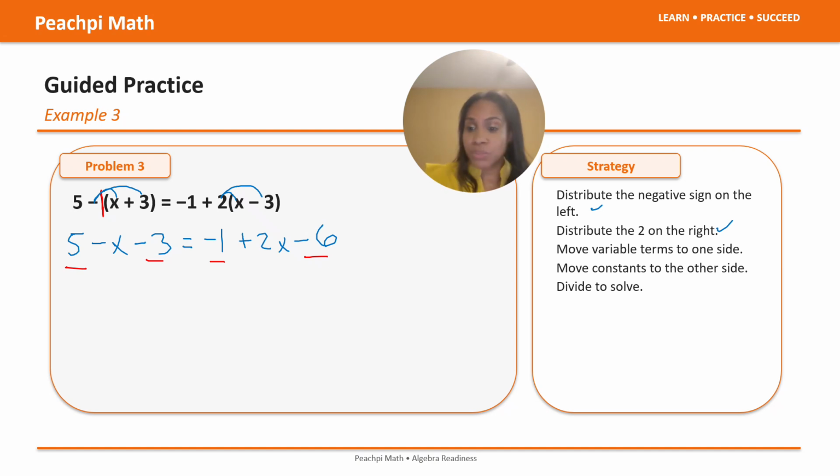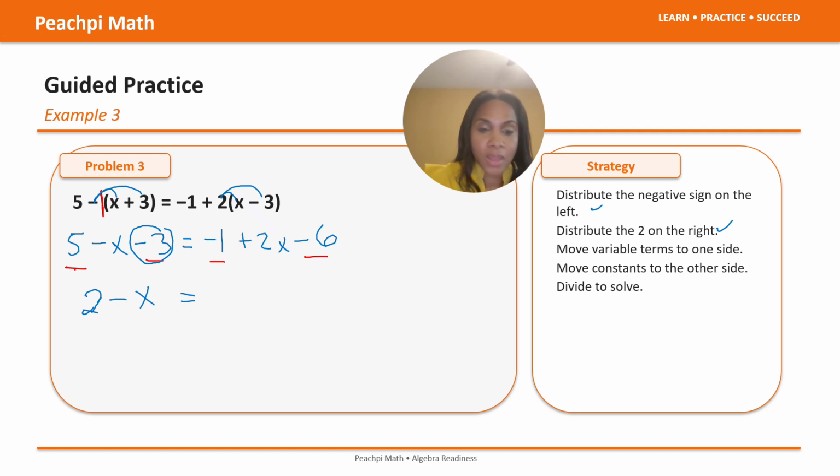Okay? Before you move anything across the equal sign, combine your like terms first on the same side. All right, so 5 minus 3. What is 5 minus 3? 5 minus 3 is 2. And I bring down this x. Okay, so again, you're looking at that sign in front. I could say 5 plus negative 3, that's the same thing.